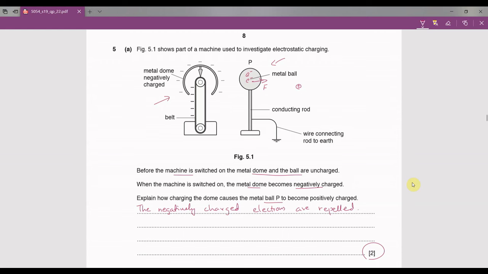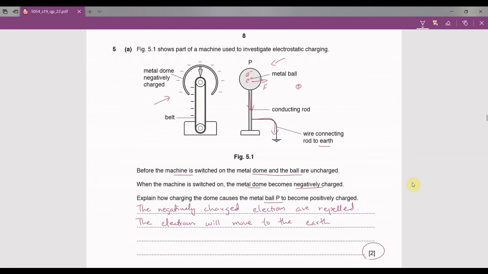Look at this. The rod is conducting, so this rod is also a conductor, means electrons can actually move through the conductor. Why would they want to move through the conductor? Because they want to get as far away as possible from this metal dome. They are negatively charged dome, they are being repelled. And because the conducting rod is connected to the earth, it's a sea of electrons, or it's a sink of electrons. It's always going to accept electrons. So the electrons will move to the earth.